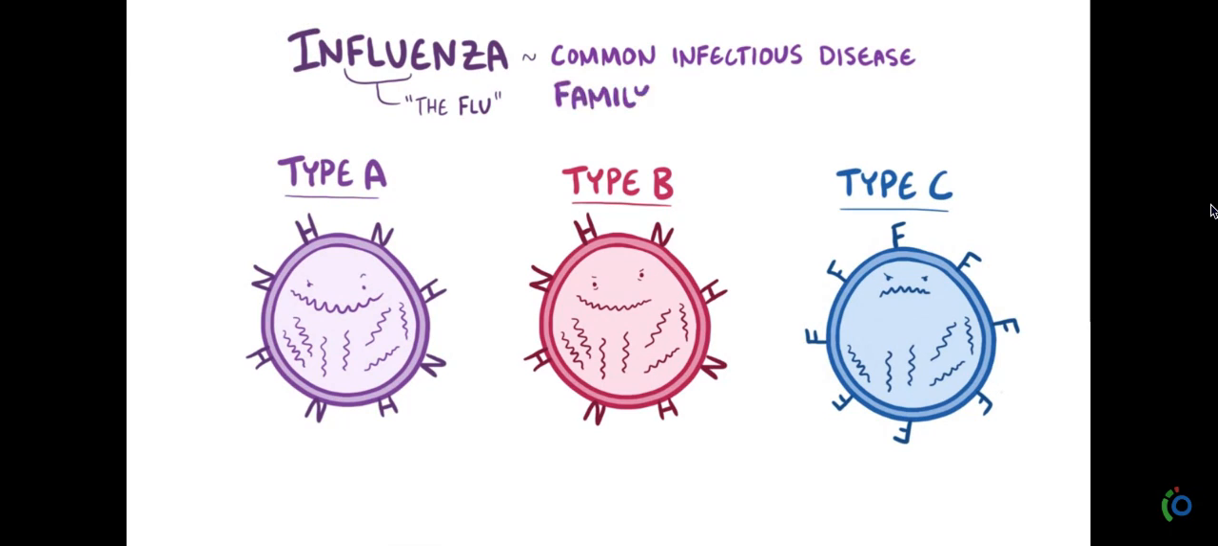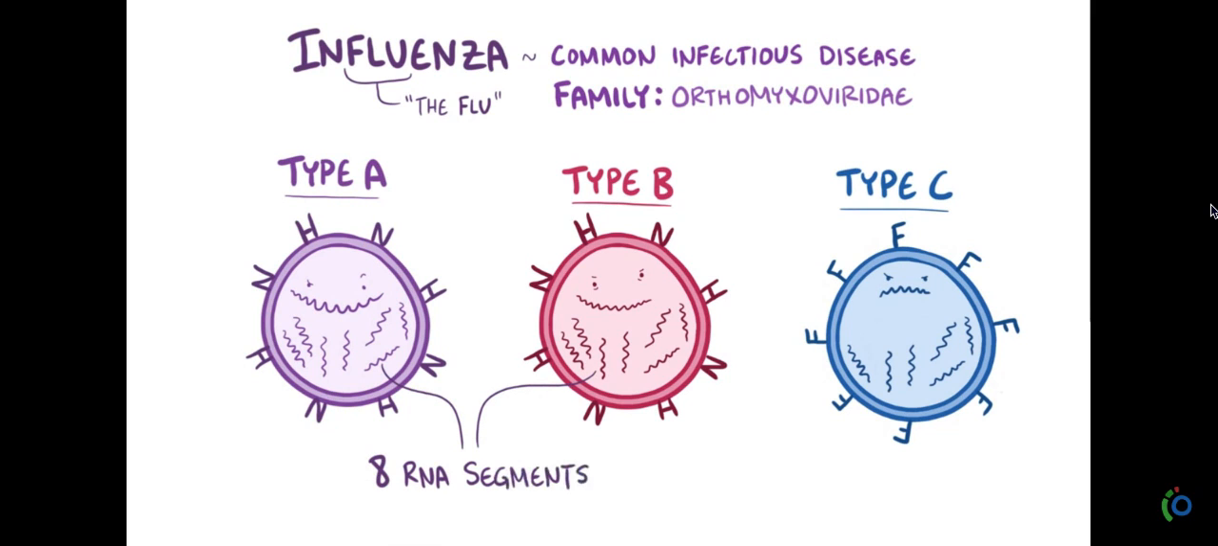Influenza belongs to the virus family Orthomyxoviridae, and Type A and B have genomes that are made up of 8 RNA segments, whereas Type C has a 7-segment RNA genome, with each segment containing a few genes.